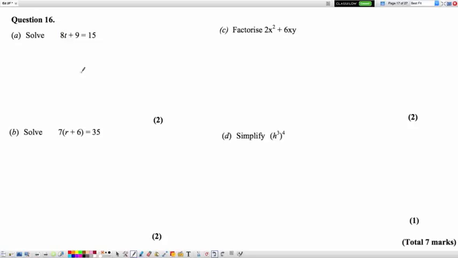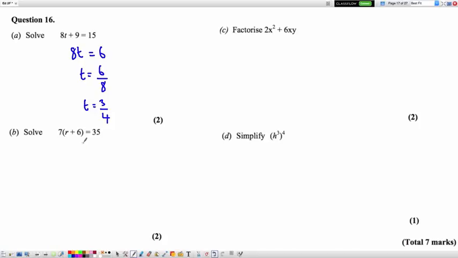Solve 8t plus 9 equals 15. First step is to subtract 9 from both sides. That leaves us just with 8t, and subtracting 9 from the right hand side leaves us with 6. We then divide through by 8, so 6/8. That answer here will give you the full marks. However, you may want to simplify to 3/4.